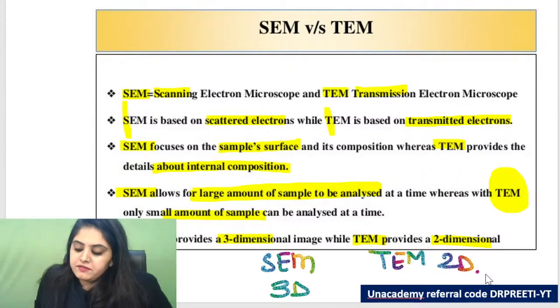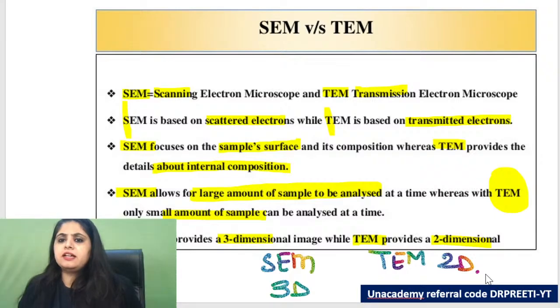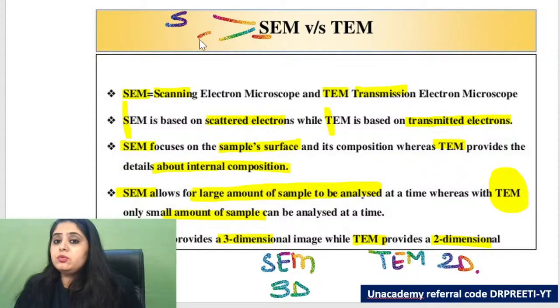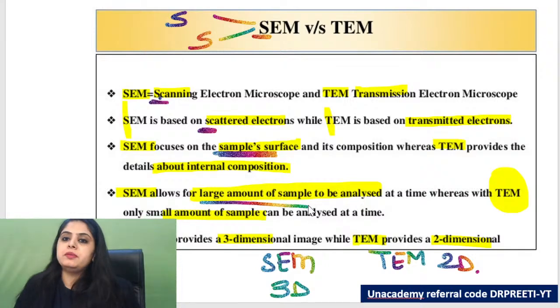Is this okay everyone? So remember the S in everything. In scanning electron microscope, scanning is happening. In scanning electron microscope, you have scattered electrons. Scanning is happening, sample surface is being analyzed. And obviously if you're just scanning, then a large amount of sample can be analyzed.